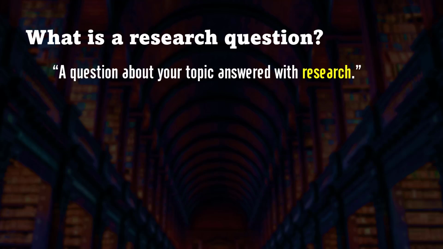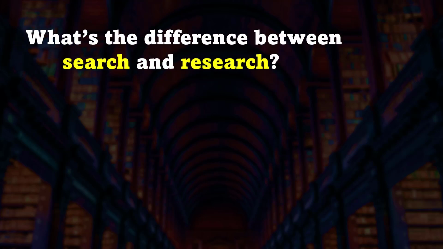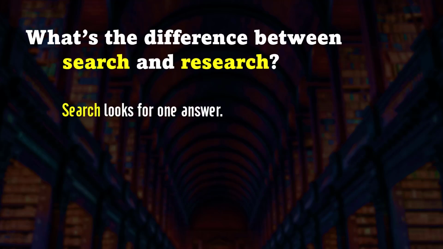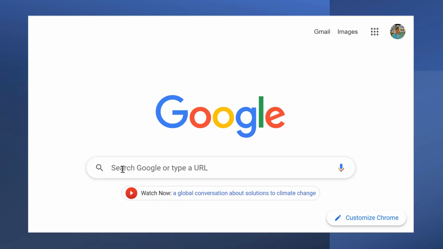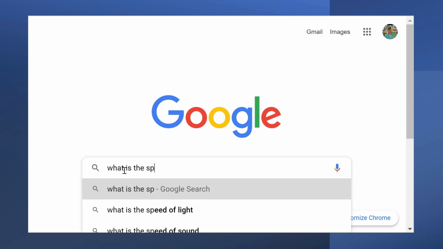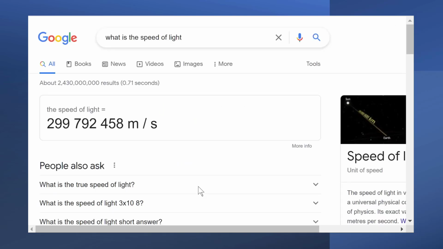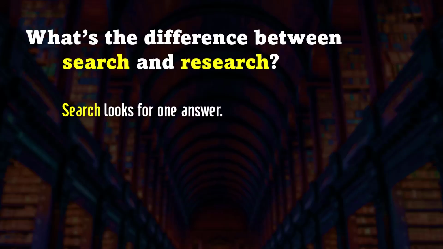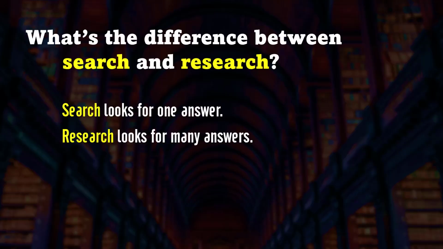First, research. There's a big difference between search and research. A search looks for one answer to a specific question. What's the speed of light? Not a problem. Should take us about the speed of light to find out that answer. However, when researching, you're looking for multiple answers to one question.